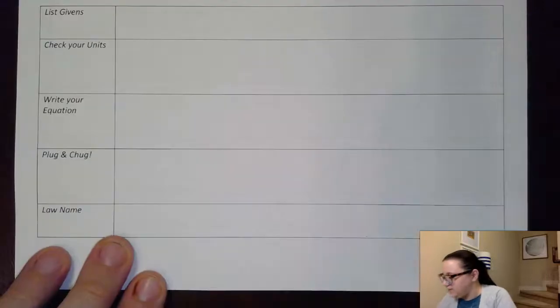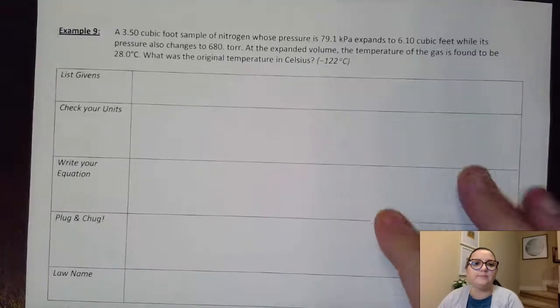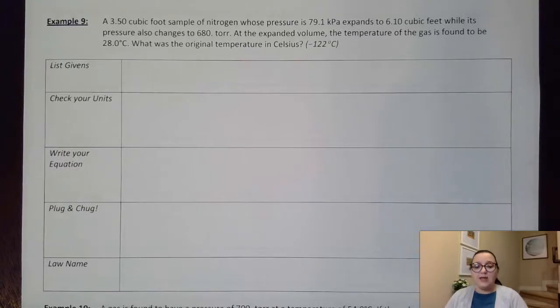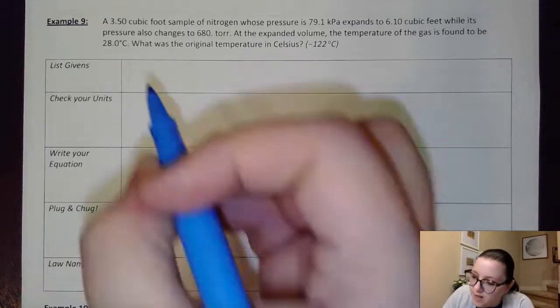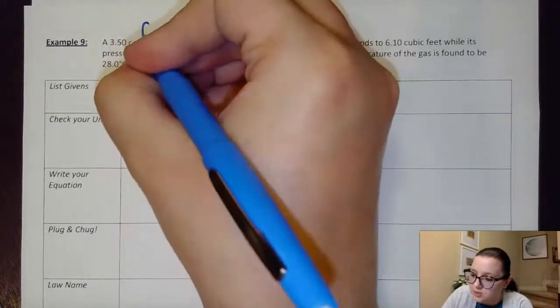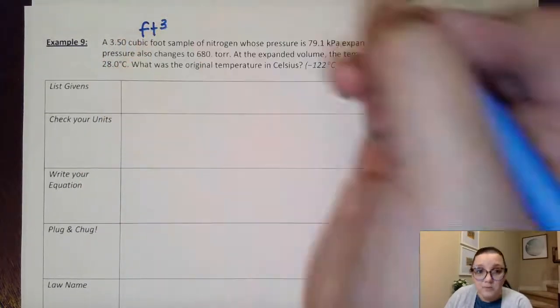Okay, let's do another one together. So go ahead and flip to the next page. All right, so here on example 9, I'm going to go through it again and notate exactly what my variables are. Starting off, I have 3.50 cubic feet, and that's the same thing as writing feet cubed. So that would be a volume.